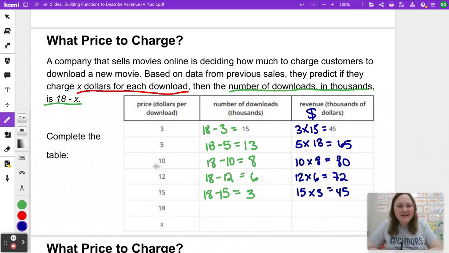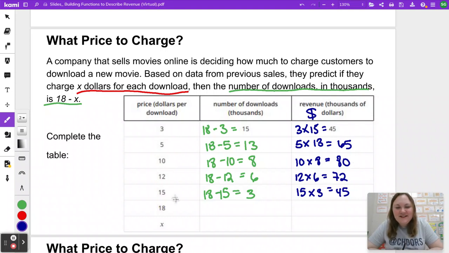So we've got if they sell each movie for $10, 18 minus 10 means they would be selling 8,000 downloads. And then $10 times the 8,000 means they would be making $80,000. And so just like we saw above, we upped the price and we're making even more money.